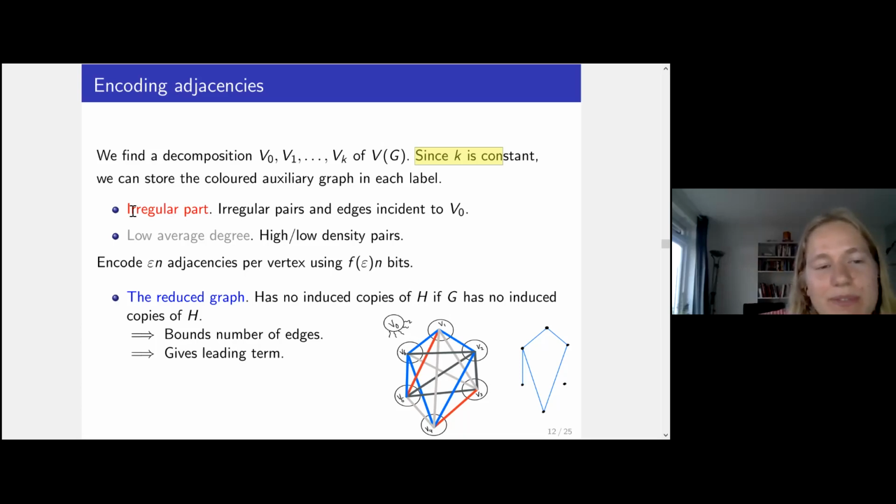And now there's a bit more technicalities involved here, but the red and the gray edges, it turns out that we can reduce that to encoding an epsilon n adjacencies per vertex. And I'll tell you a bit more on the next slide how we can put that into our little o of n term. But these bits go into our little o of n term.